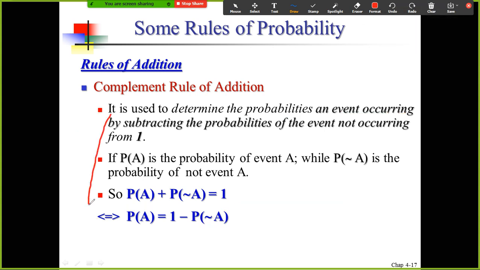Okay, so this is a definition. We take 1 minus the probability of not A. If we want to find the probability of A, we take 1 minus the probability of not A. That's why this is the complement. A complement with not A equals 1. That's why, in order to find the probability of A, we take 1 minus the probability of not A.